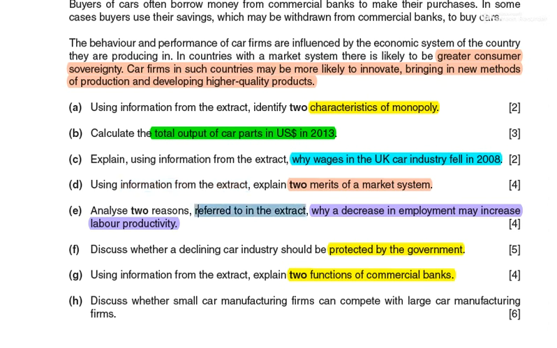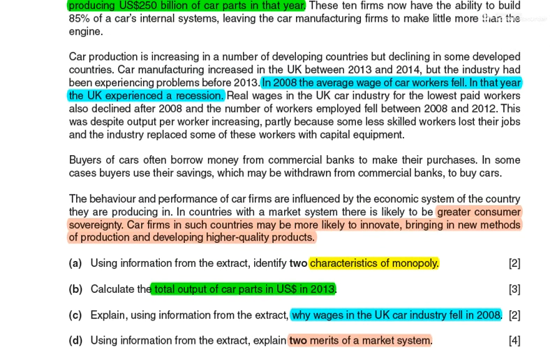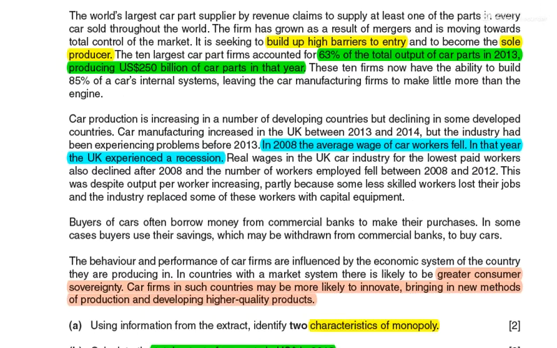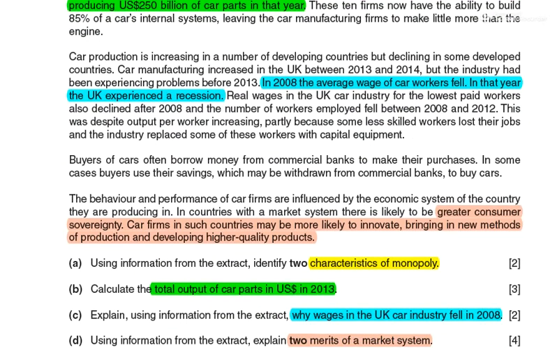2 reasons in the extract why a decrease in employment may increase labour productivity. Tricky question. So what's in the extract on this one? Where have I got it here? There's the section in the extract. This was, here we go, this was despite output per worker increasing partly because some less skilled workers lost their jobs and the industry replaced some of these workers with capital equipment.